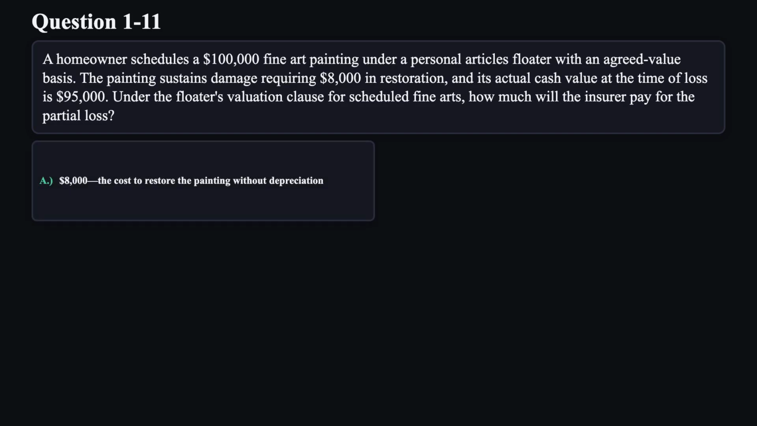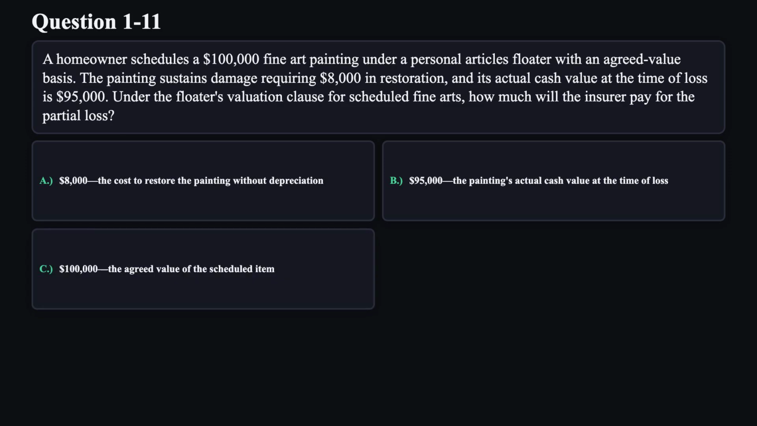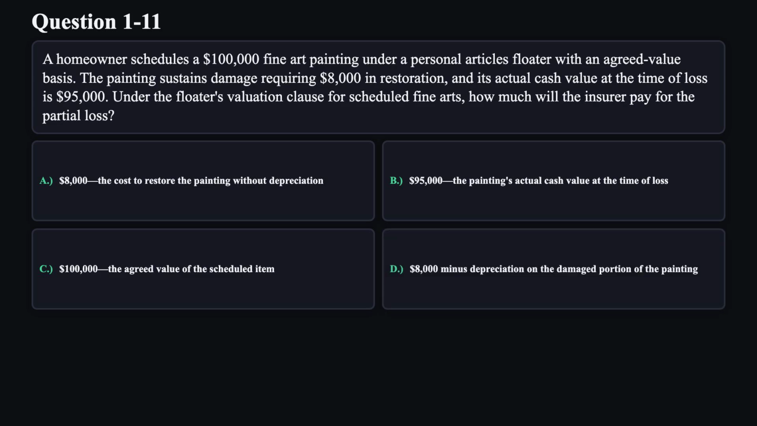A. $8,000, the cost to restore the painting without depreciation. B. $95,000, the painting's actual cash value at the time of loss. C. $100,000, the agreed value of the scheduled item. D. $8,000 minus depreciation on the damaged portion of the painting.